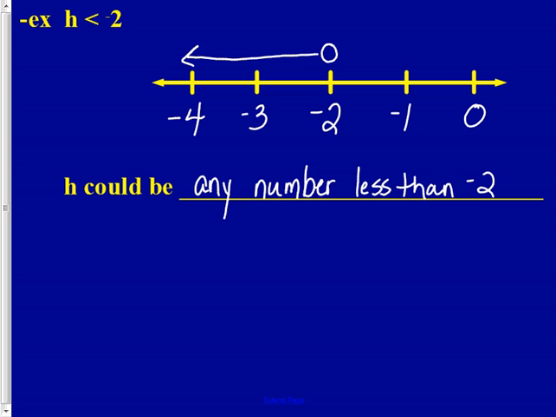That should give you a good idea of different ways we see inequality used in real life, and how we can show those visually as well and determine what a number could be based on the inequality symbol.